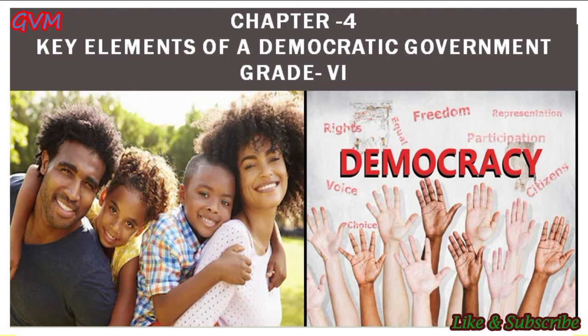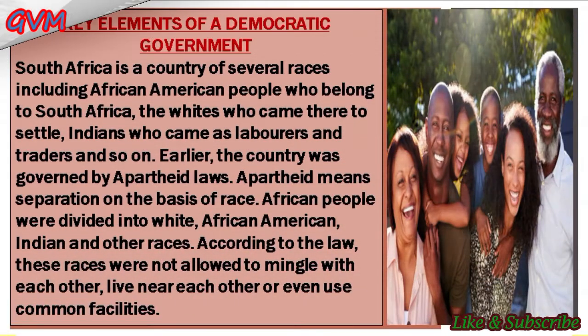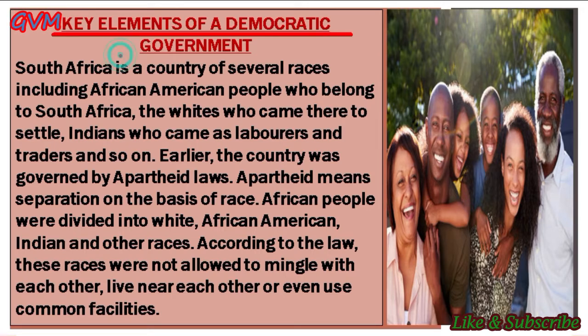Now students, in this chapter we are going to learn and discuss the key elements that influence the working of a democratic government, which include people's participation, the resolution of conflict, and equality and justice. So let's start. Now students, let's understand the key elements of a democratic government.